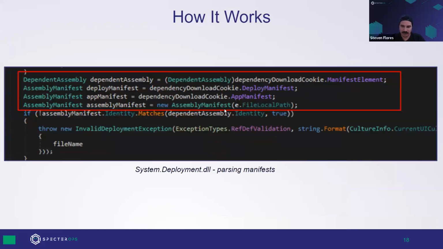So when we have all four of these manifests, there are going to be checks happening inside of the system.deployment DLL whenever it's running to download it in ClickOnce deployments. This is going to be one of the main pieces of code where all these manifests are being inspected and parsed, making sure that the values all line up with each other. This is just an example of what that looks like and where that is in the actual code itself.